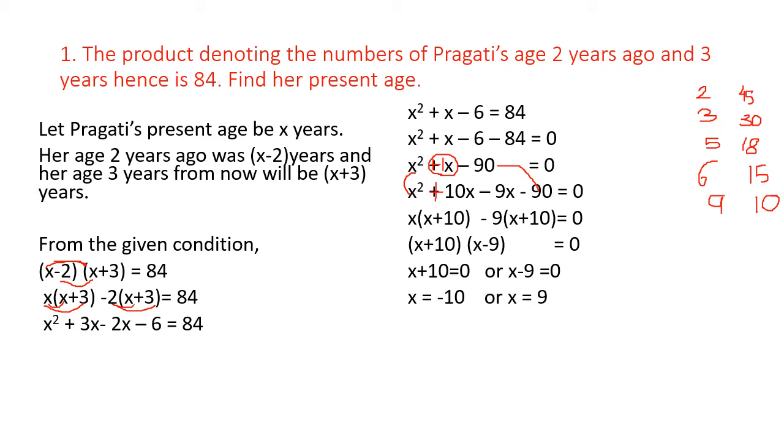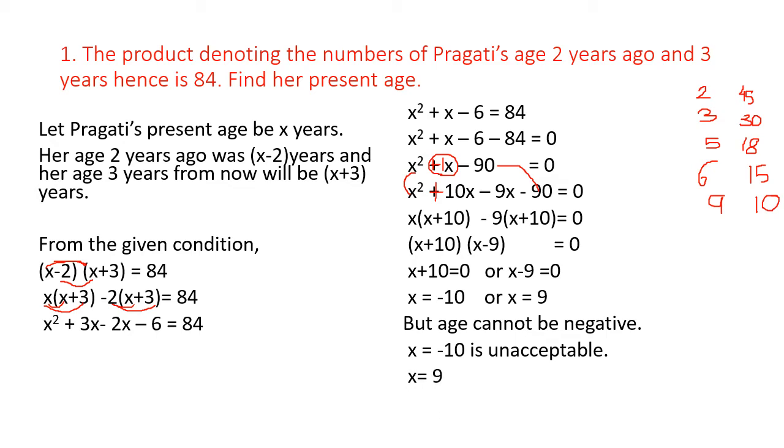But children, what is being asked is to find her present age, and age cannot be negative. So we will say that age cannot be negative and hence x is equal to minus 10 is unacceptable. Therefore, x is equal to 9 and hence her present age is 9 years. Okay, I hope it is all clear to you. With this, we will move towards the second sum.